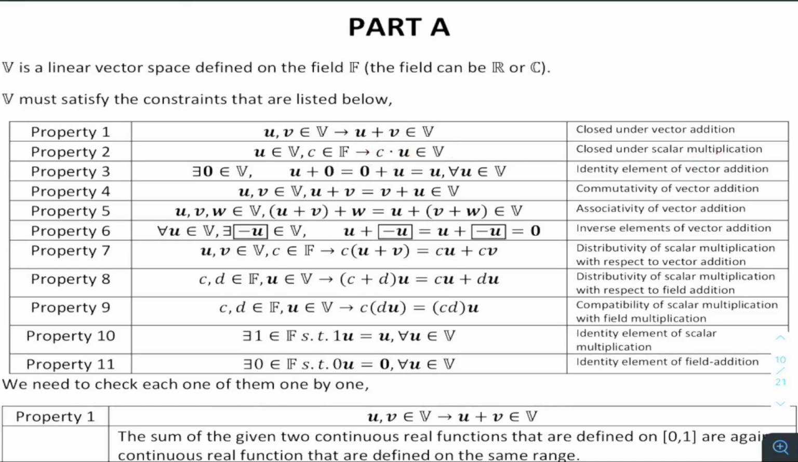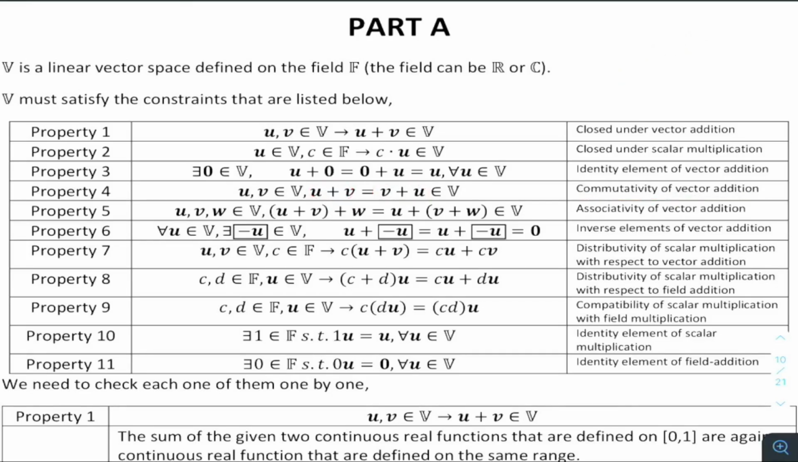I'm going through each one of them one by one. And the identity element of vector addition, meaning there must be some zero vector. And the fourth property, commutativity of vector addition: if we sum vectors U and V, they commute. For example, matrix A times matrix B is not equal to B times A, so that is not commutative. But A plus B, even though they are matrices, equals B plus A. This is commutative.